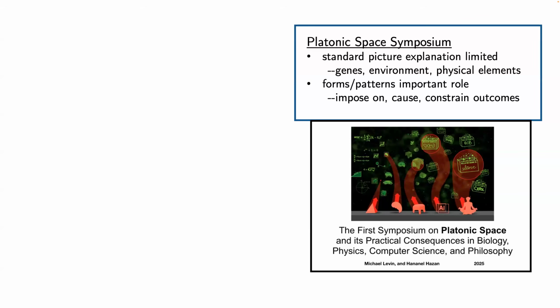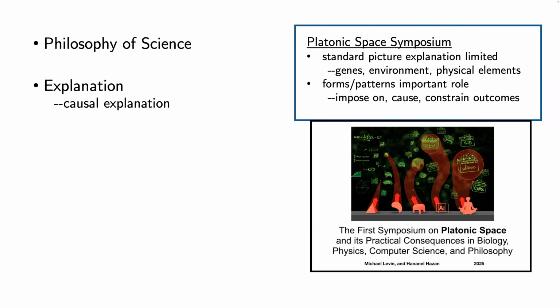Perhaps these forms and patterns are things that impose on, cause, constrain, and in so doing, explain various types of outcomes in ways that we haven't yet or don't fully capture with our ways of discussing and thinking about biological explanation. In my work today, I'll present some philosophy of science research that connects up with this. I'll focus on the topic of explanation, and in particular, causal explanation.